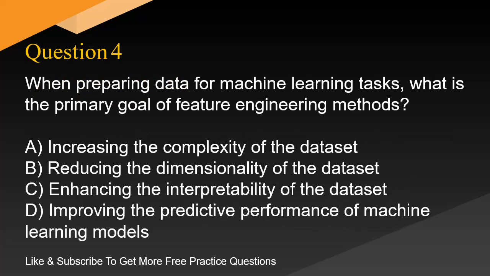Question 4. When preparing data for machine learning tasks, what is the primary goal of feature engineering methods? A. Increasing the complexity of the dataset. B. Reducing the dimensionality of the dataset. C. Enhancing the interpretability of the dataset. D. Improving the predictive performance of machine learning models.